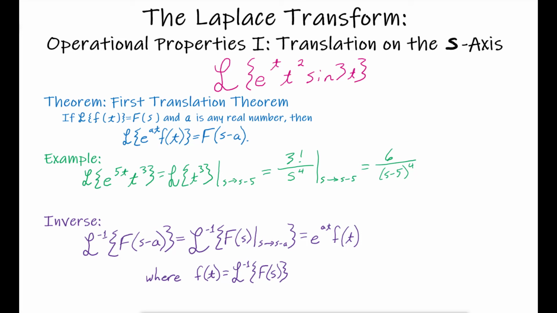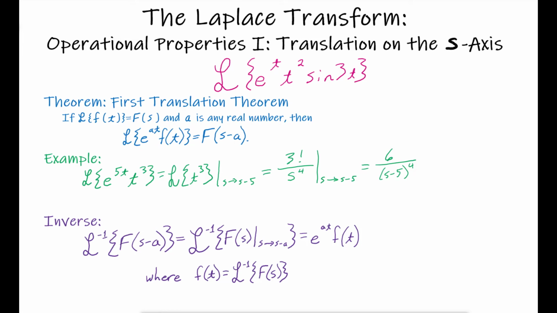So in order to have this be a useful theorem, useful translation, we also need to be able to do the inverse. Remember, when we solved the differential equation using the Laplace transform, we needed to be able to take the inverse transform as well. So the inverse transform of capital F of s minus a is going to equal the inverse transform of capital F of s, where we're replacing s with s minus a. And that's going to give us e to the at lowercase f of t, where lowercase f of t is the inverse transform of capital F of s.